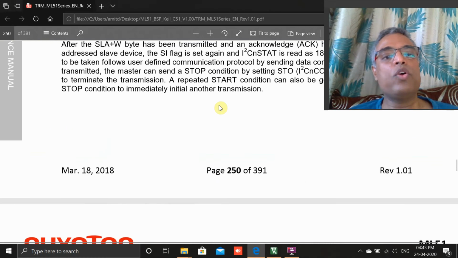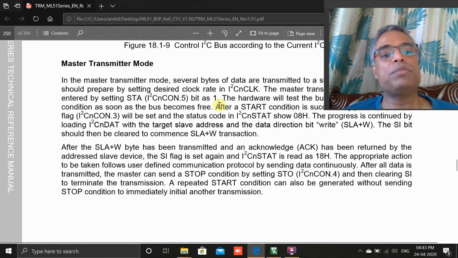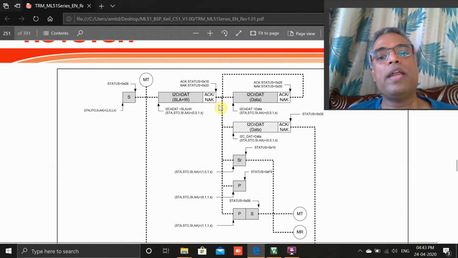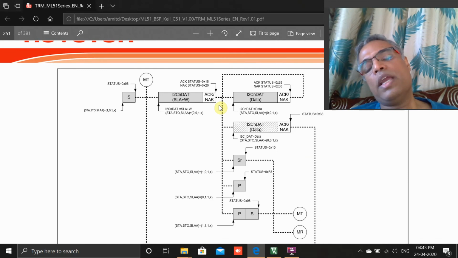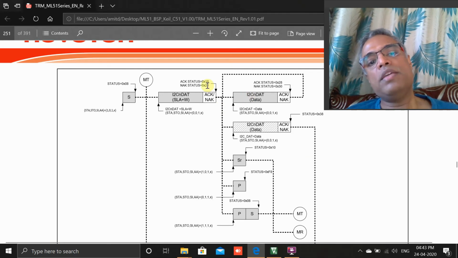So remember, what are we talking about? We are talking about the master transmitter mode. Here the master is only writing data to the slave continuously. So after I receive this, ACK or NACK, if it's NACK, then it's game over because that slave doesn't exist.